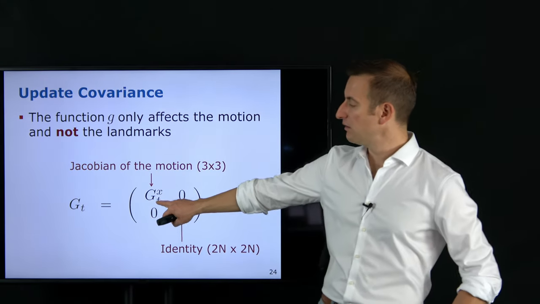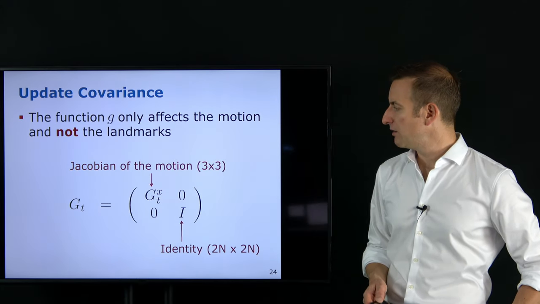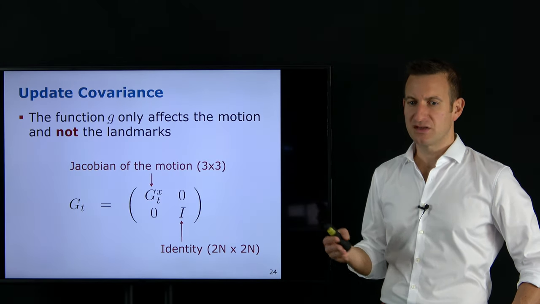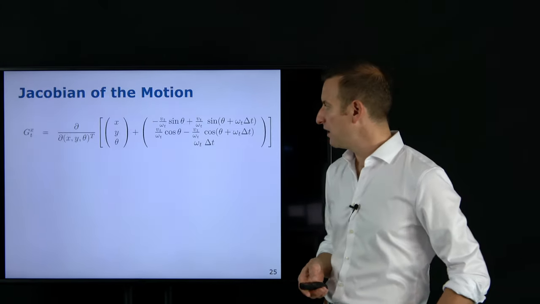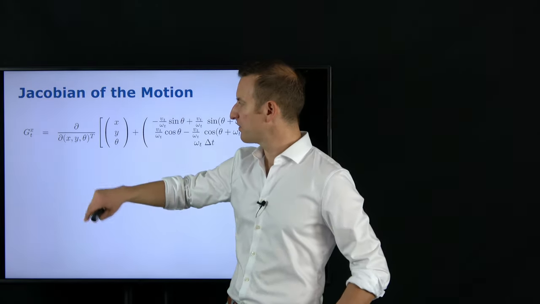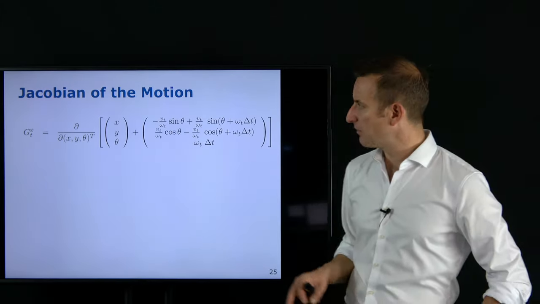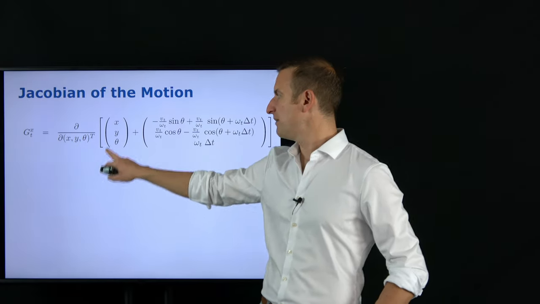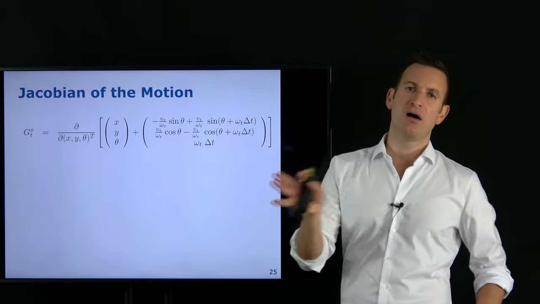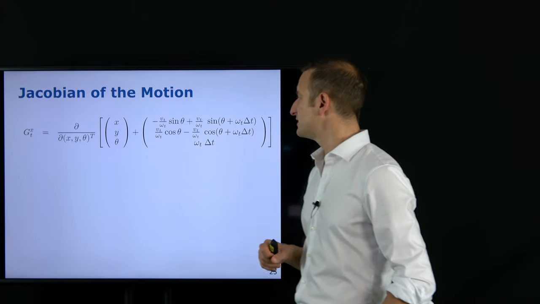Okay, so we can look into how to compute this Jacobian, which is a 3x3 matrix. Why 3? Because I take my function g and derive it with respect to the parameters that I have. So I take my function g and derive it with respect to x, with respect to y, and with respect to theta. So I'm computing the first derivative with respect to x, y, theta of this update function that I had before. So it's the Jacobian of my motion model.